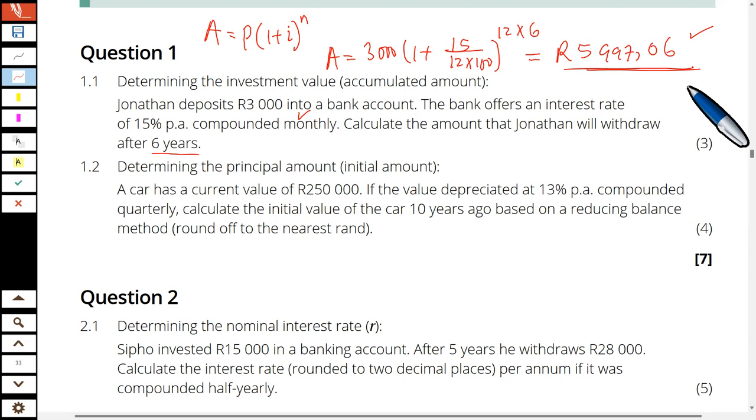Right. Determining the principal amount, which is the initial amount: a car has a current value of 250,000. If the value depreciated at 13% per annum compounded quarterly, calculate the initial value of the car 10 years ago based on a reducing balance method. Round off to the nearest rand.